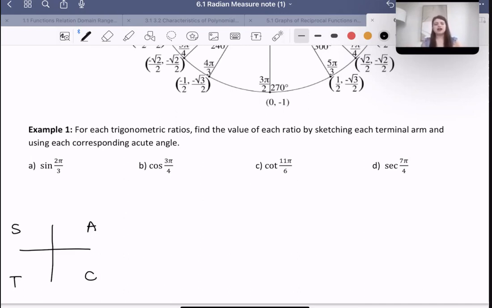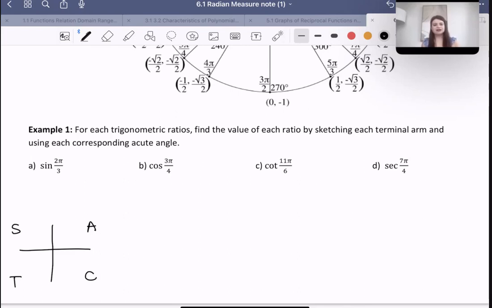Or actually, I have a previous lesson where I talk about why this is. So if you are curious as to why all of them are positive in quadrant 1 and then only sine in quadrant 2, only tan in quadrant 3, only C in quadrant 4, I do talk about that in another video if you're interested. So we'll link that below.